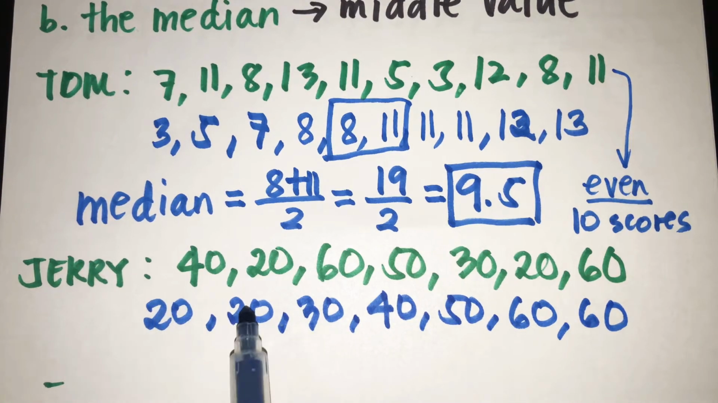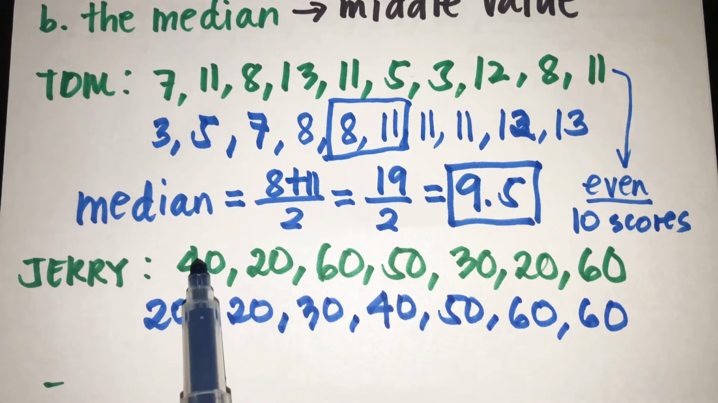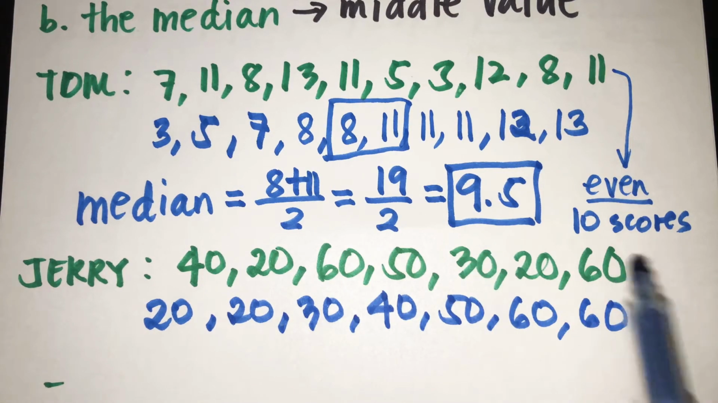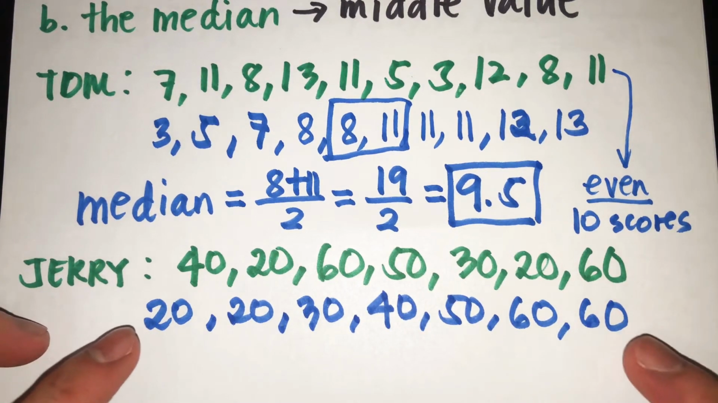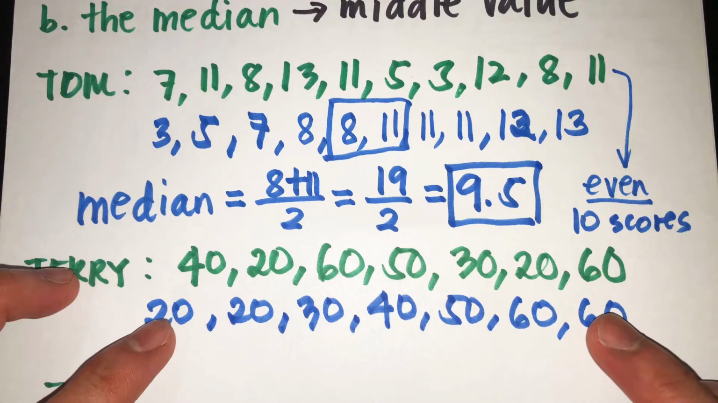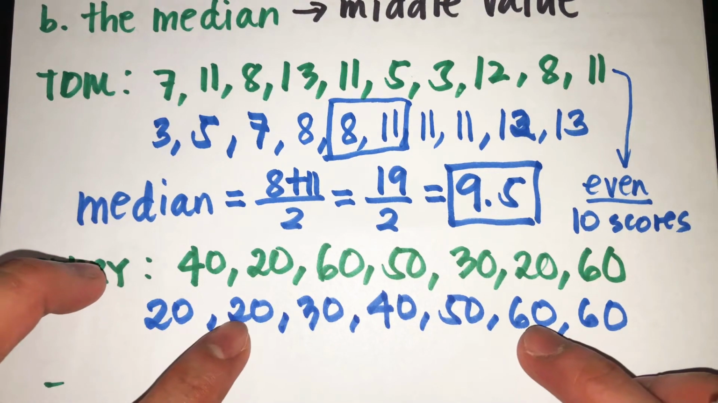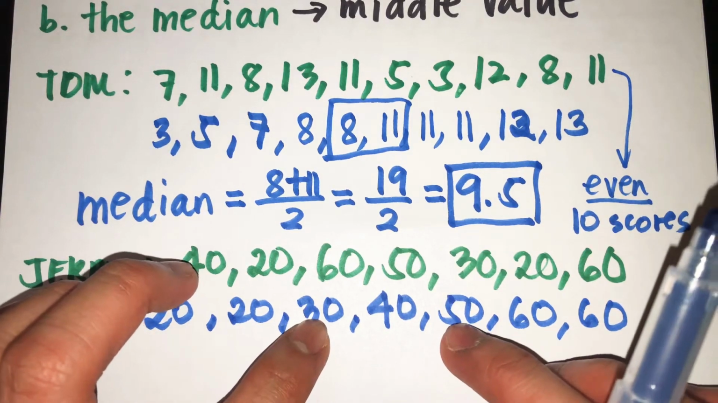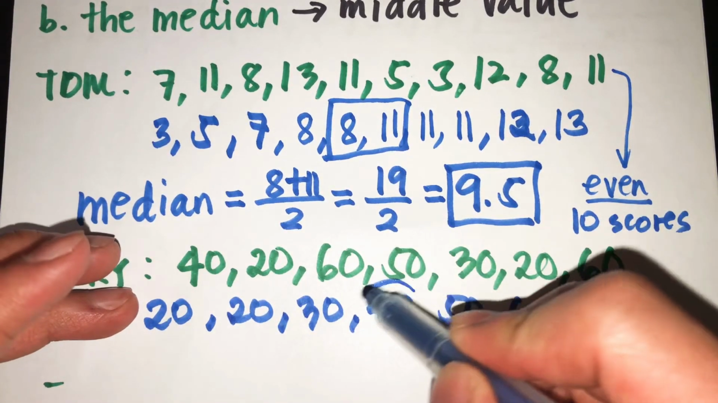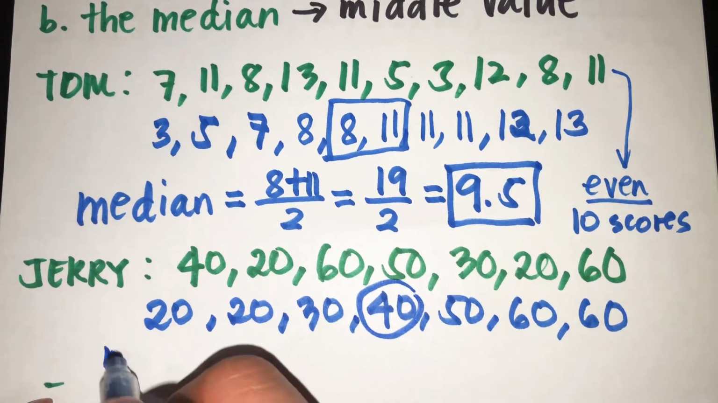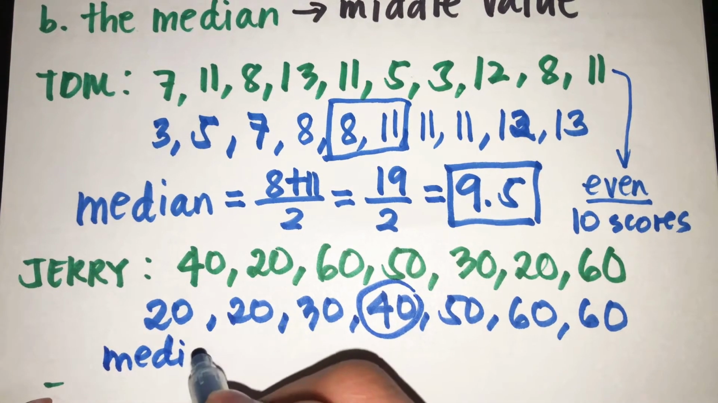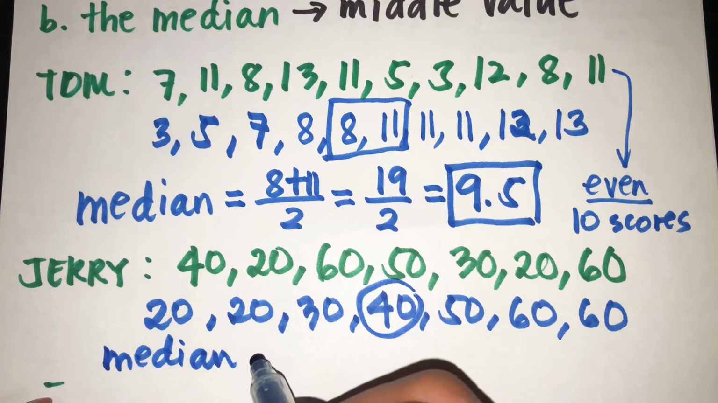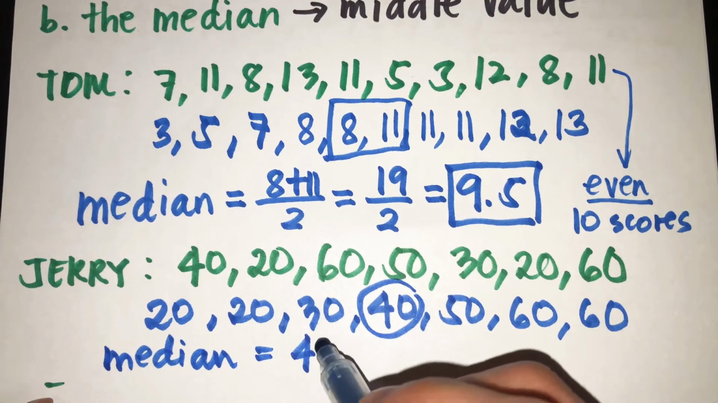So let's count 1, 2, 3, 4, 5, 6, 7. 1, 2, 3, 4, 5, 6, 7. Okay. Now, after we arrange this from least to greatest, we will get the middle value. So let's start from end to end, then move going to the center. Then we have this. Okay. So as you can see, the median here is equal to 40.